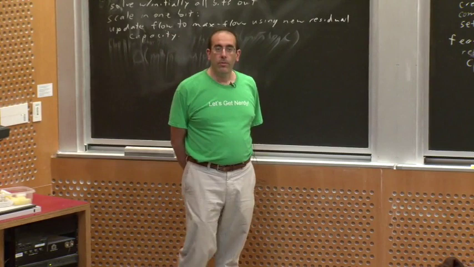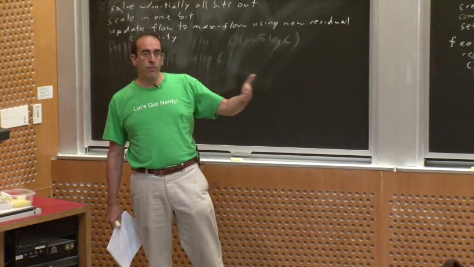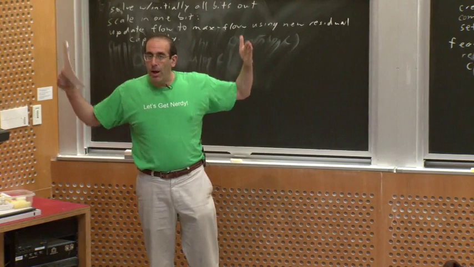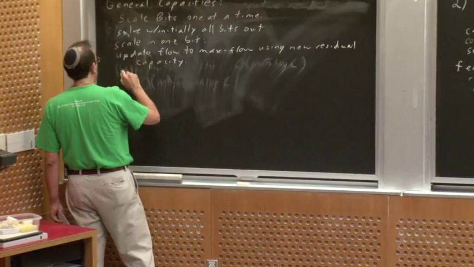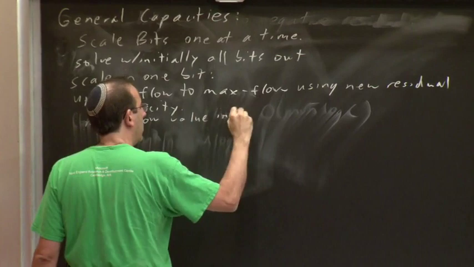Right, we've just brought in some additional capacity. That means it's possible to send more flow than it was possible to send before. So we have a new max flow problem, but the whole point of scaling is to avoid having to solve a general max flow problem. So what can we argue? Yeah? Max flow increases by at most m. Good. So the key observation was that the max flow value increases by less than or equal to m.